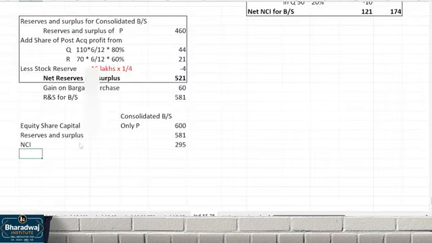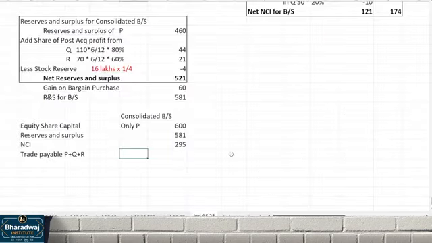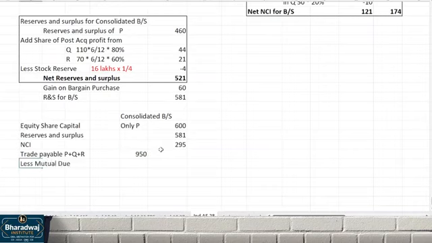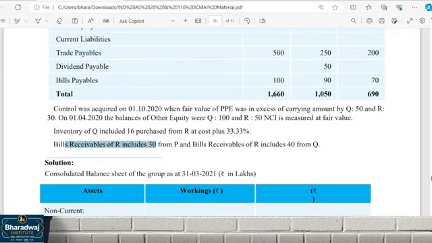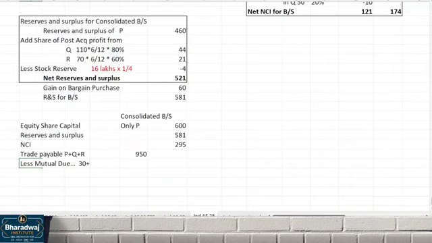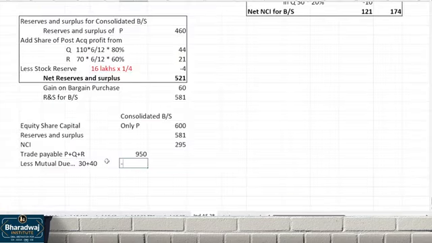Current liability like trade payable. Trade payable of P plus Q plus R. How much is P plus Q plus R? 500 plus 250 plus 200. 950 less mutual due. Mutual due is given in the adjustments. Bills receivable of R includes 30,000 from P, and P includes 40 from what? Q. So what is the mutual bill? 30 plus 40. Any mutual due should be eliminated.